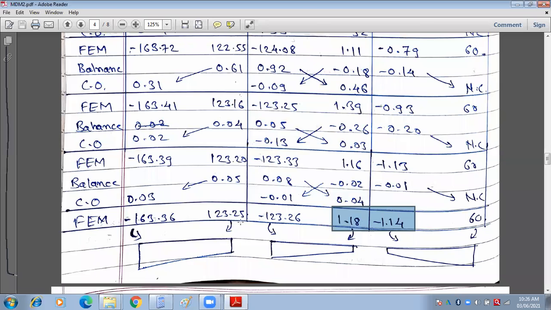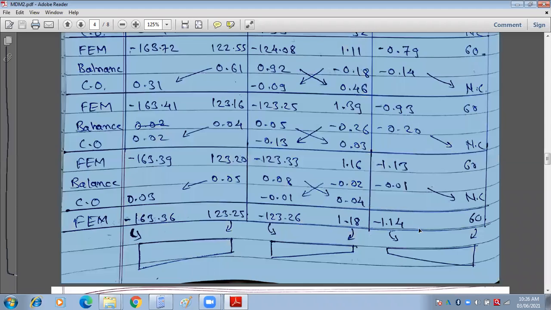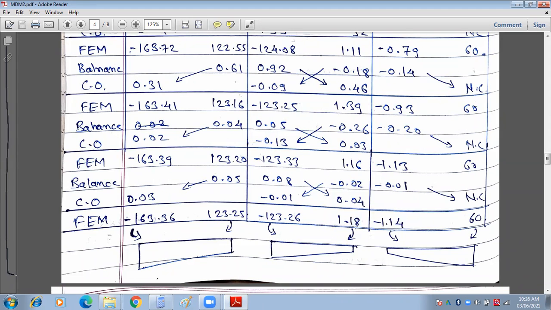The fixed end moment for the joint A is 163.36, for the joint B 123.25, and for the joint C 1.14 or 16. You may round up these values up to one decimal digit.